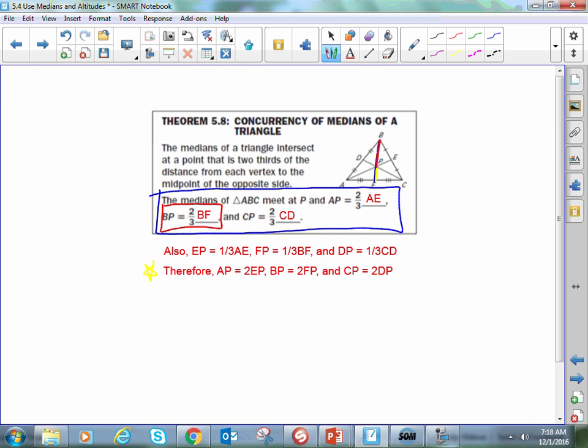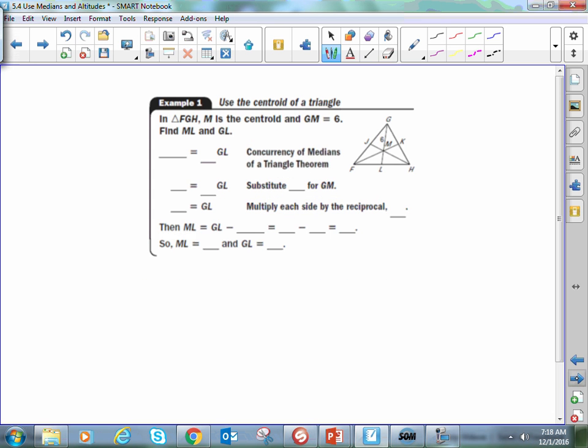You can say that the small portion of the median from P to F is half as long as it is from B to P. Or you could say that BP is twice as long as the smaller portion of the median. So that's what we're looking at here. Make sure you have all of these additional things that I typed up in red added to your notes, because we do need to recognize them, and you will be asked to demonstrate your understanding of them.